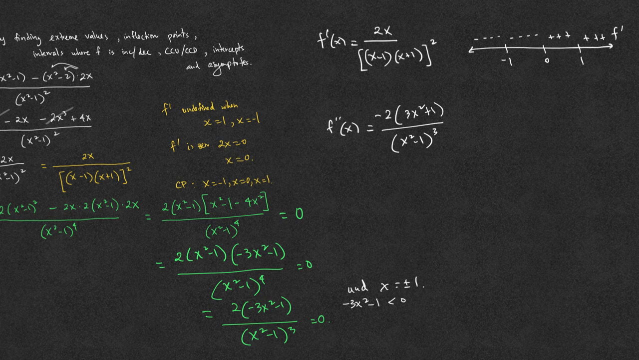And so the function is decreasing from -infinity to -1. We have to stop at -1 because -1 is not in the domain of the function. It then decreases again from -1 to 0. It increases from 0 to 1, and it increases again from 1 to infinity. We cannot use 0 and 1 because those are not in the domain.